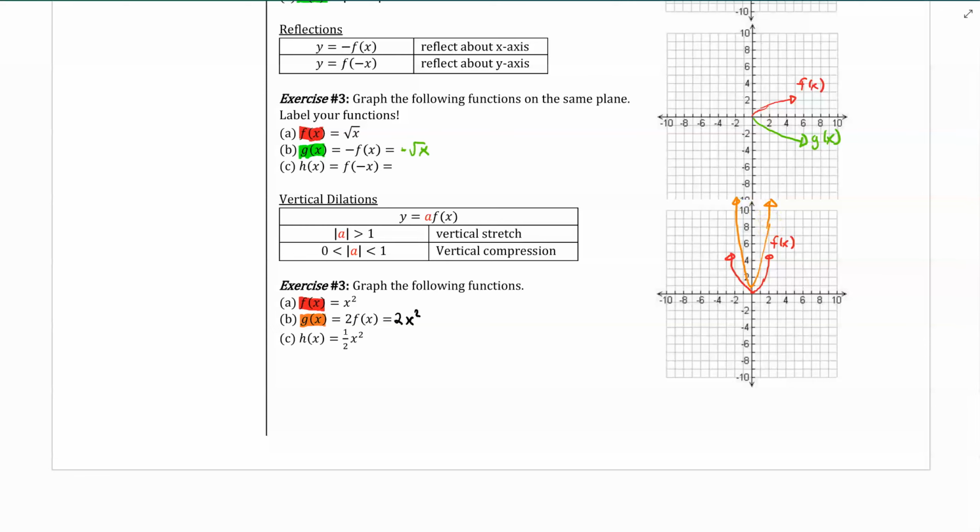Now, in contrast, we have h of x, which equals 1/2 x squared. Well, the 1/2 will make it grow half as big. And so what that ends up looking like is it looks like this. Right? It's getting wider. Or if you think of an accordion, if you're pressing them together, it gets smushed and fatter. Okay, and that's it for the set of notes.